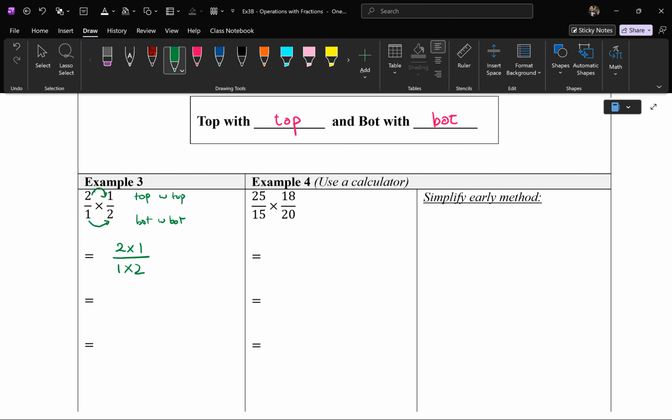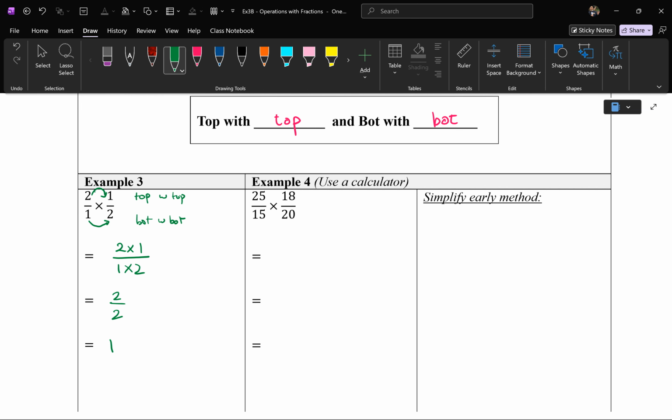Okay, so this one, if I simplify it, it gives you 2 times 1 is 2, 1 times 2 is 2, and then 2 divided by 2 is? 1. So when they say 2 over 2, that's the same thing as saying 2 divided by 2, which is 1. Okay? That's not what I'm interested in. What I'm interested in is these types of problems.